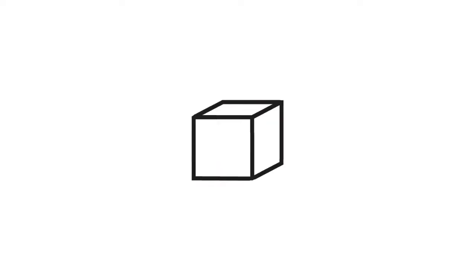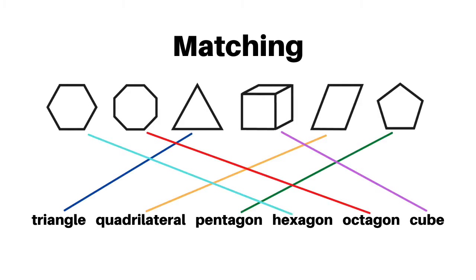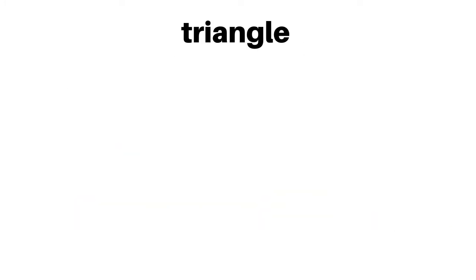Triangle, quadrilateral, pentagon, hexagon, octagon, cube. If someone asks you to match the names to the shapes, how would you know which names go with which shapes? Let's start with triangle.